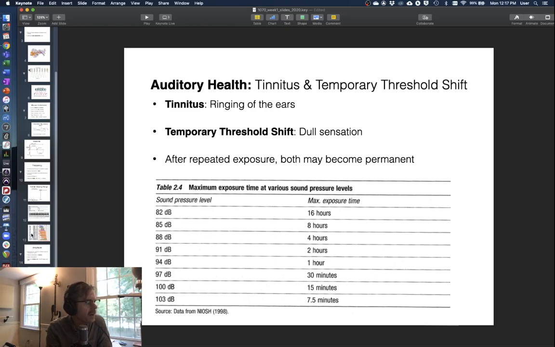So we can also identify basically how much exposure can really do some damage to your hearing health. And so just basically at 82 decibels, which was a loud piano, you're looking at a longer period of time. However, the higher you go, the shorter the amount of time exposure is optimal before damage is done.